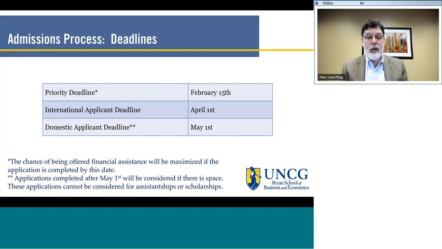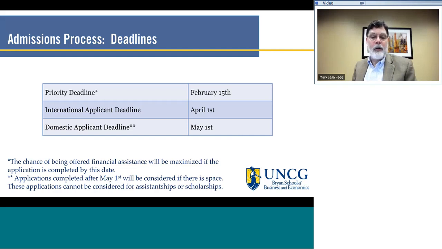And the things you need to work on particularly tend to be the letters of recommendation. Sometimes recommenders are a little slow, so you want to stay on top of that. And the GRE scores. If you take the GRE, it sometimes takes 4 or 5 weeks for those scores to show up at our university. So consider that when applying.